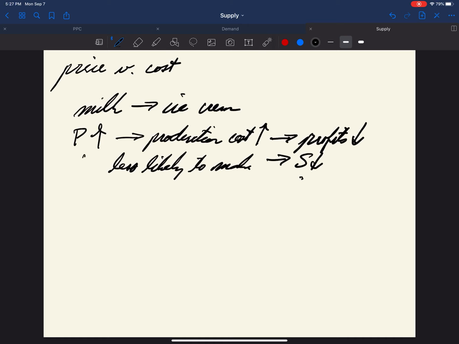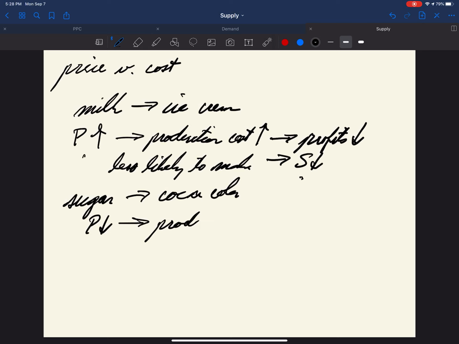Let's say that Coca-Cola, now that's a bad example. Let's say that sugar is a primary ingredient in making Coca-Cola. Forgive my handwriting here. For some reason, it's not coming out really great. But now let's say that the price of sugar decreases. Well, if that's the case, what happens to the production cost of Coca-Cola? It should decrease, right? Assuming prices stay the same, the profits would ultimately end up increasing.